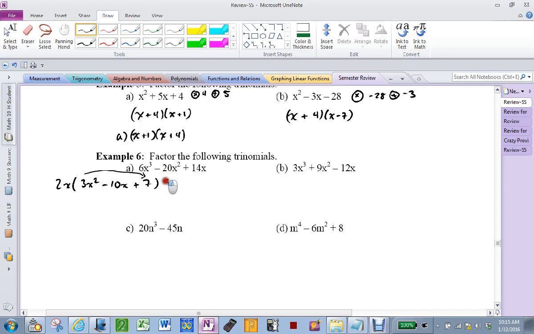I need to multiply to what? 21 and add to what? Negative 10. Right? What is it? Negative 10. Sorry, I was thinking. Minus 3 minus 7, yes?